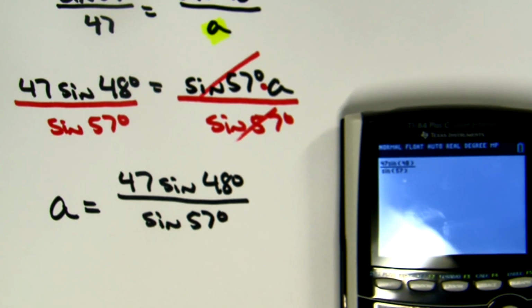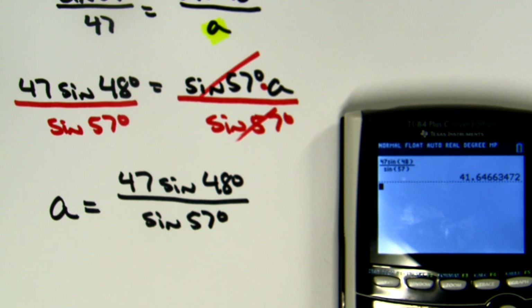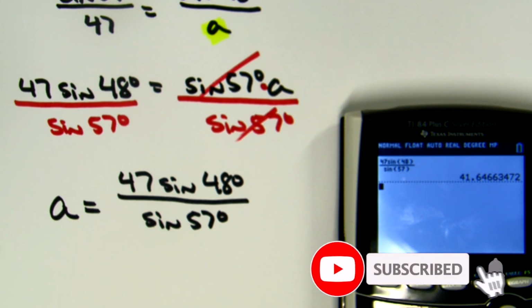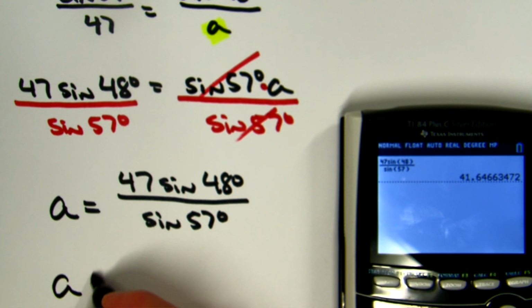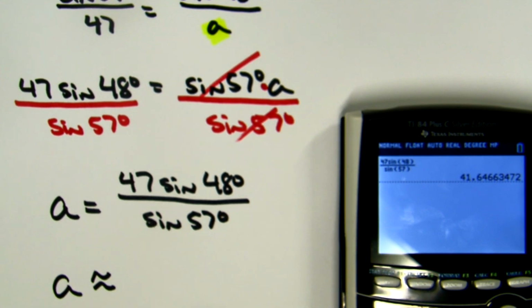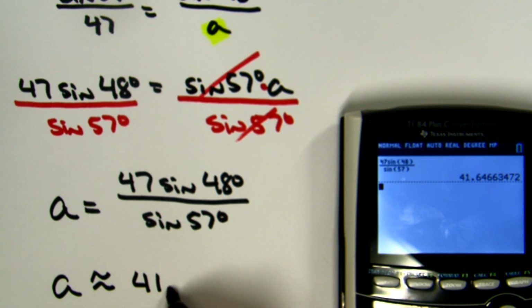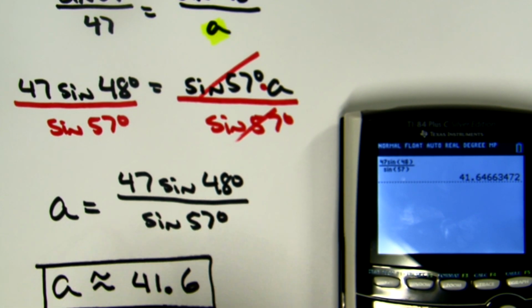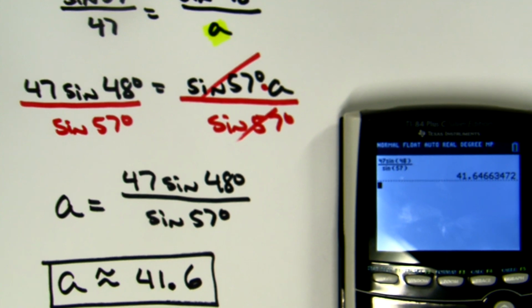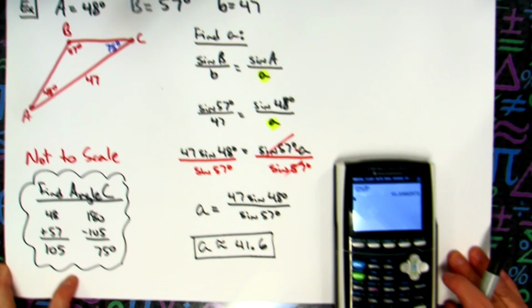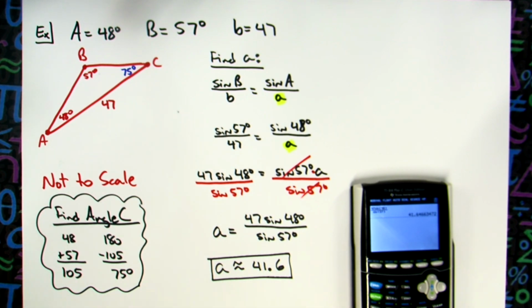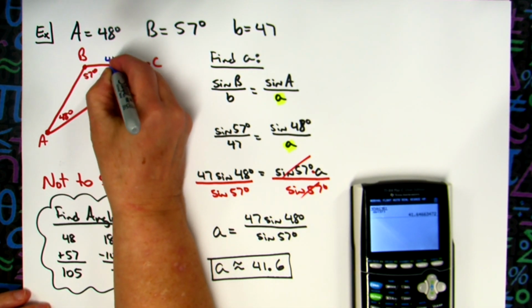I haven't hit equal yet. All right, when I hit equal, everybody get 41.6? Okay, so side A is approximately, because now we've got to round, and whatever your book tells you to round to, 41.6. And you can leave it there, or you can put it on the diagram. If you're doing it with paper and pencil, I would probably put it on the diagram. So side little a is 41.6.